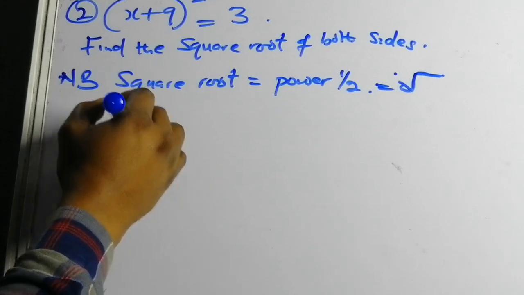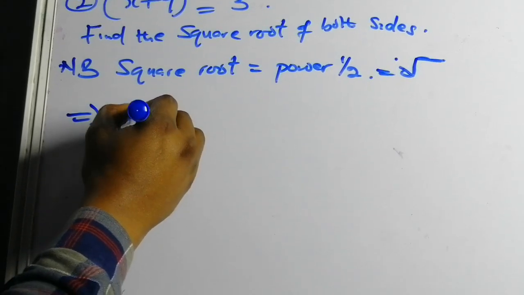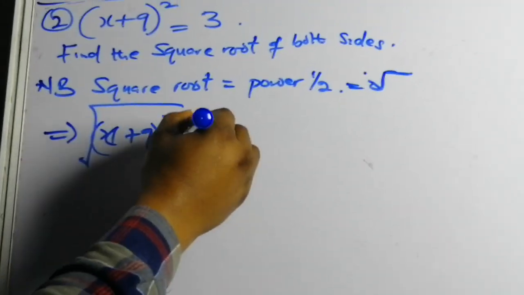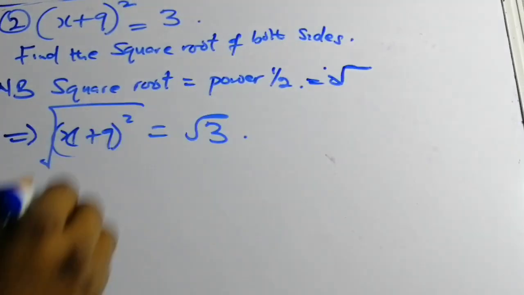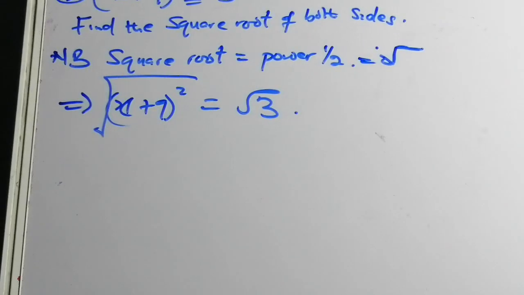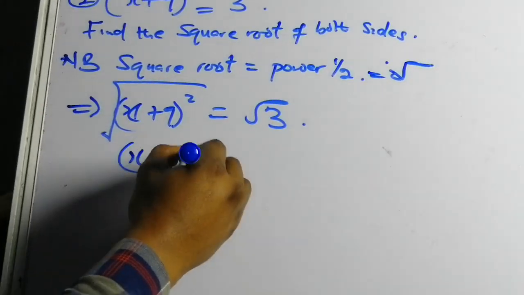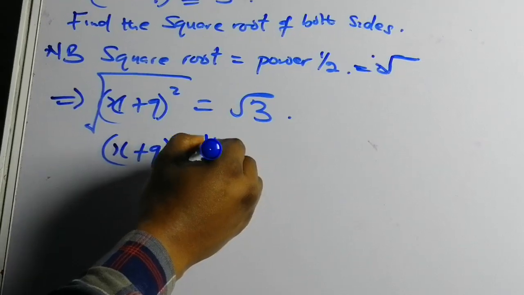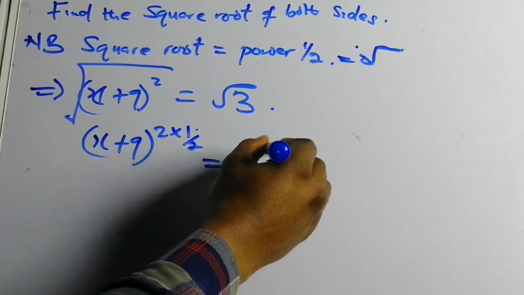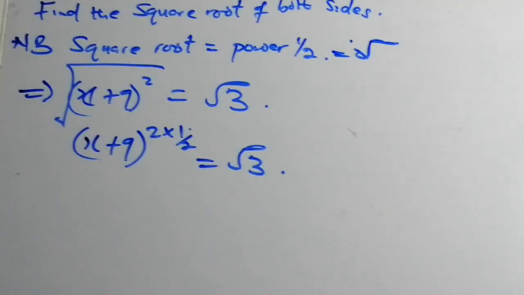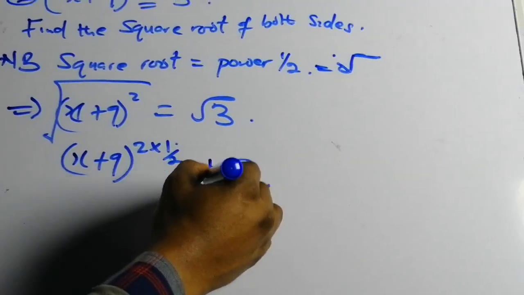Now, here you can say that implies (x plus 9) raised to power 2, square root, equals square root of 3. Like I said, it's the same thing as power half, which I've mentioned earlier, so that we don't waste our time. I can also change this to 3 raised to power 2. It's still the same thing. And don't forget the plus and minus.